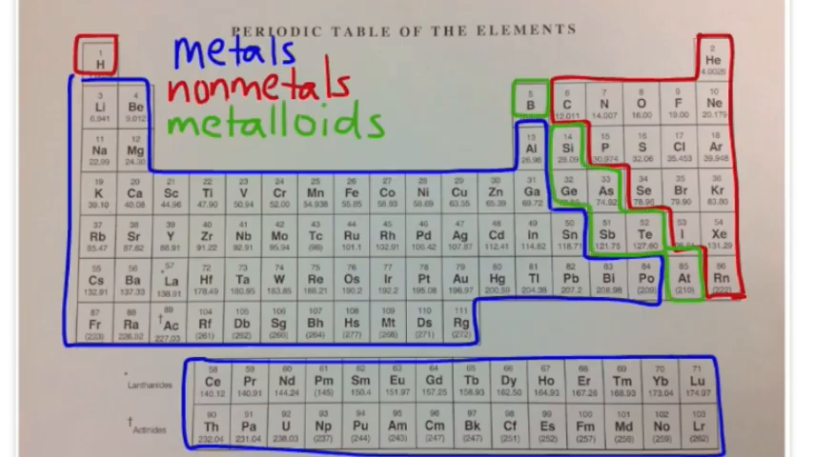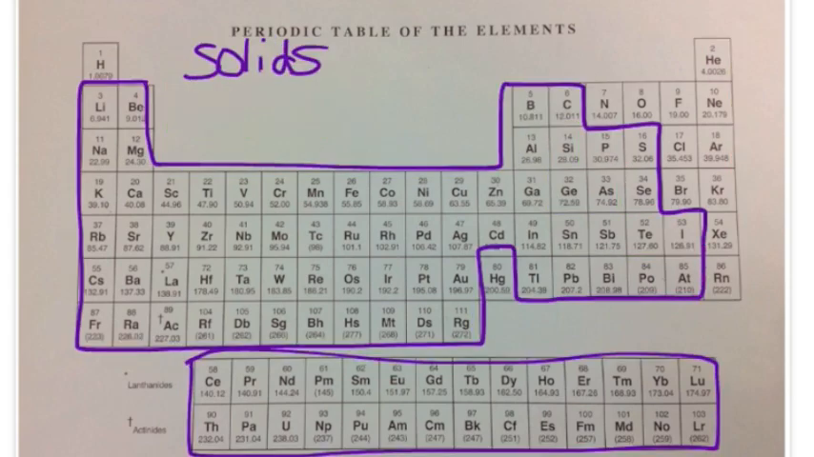The remaining ones in green are the metalloids, sometimes called semi-metals. They have a mixture of properties between the metals and the nonmetals. They are economically important because of their unique conductive property. We usually call them semiconductors. They have some similar properties, like I said, of both, but semiconductors is one of the big ones they usually look at.